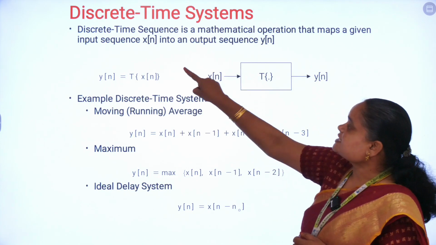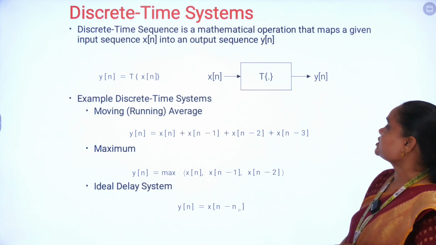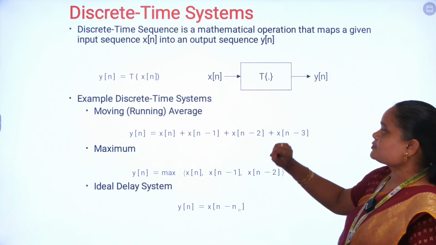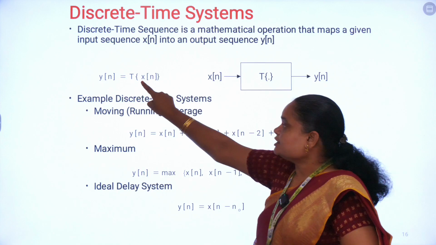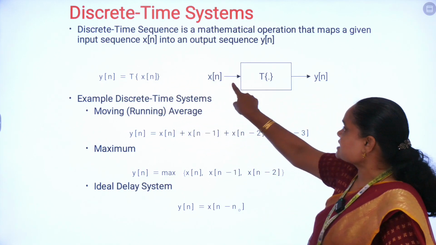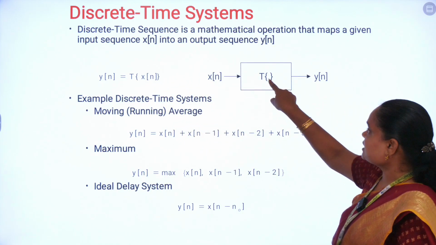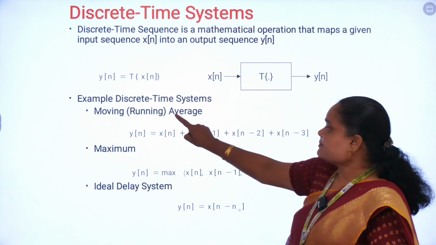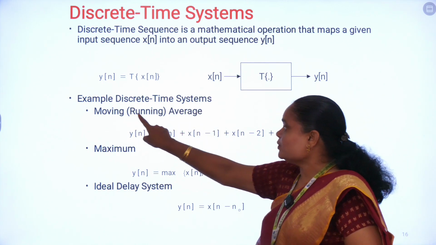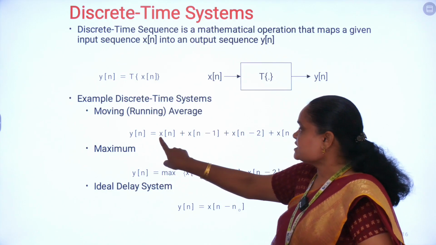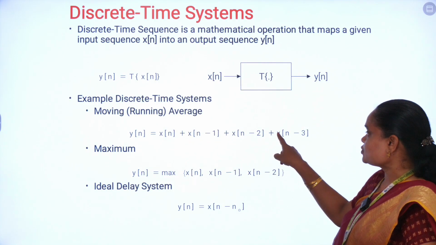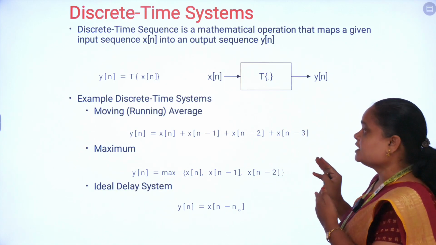Discrete time systems. A discrete time system is a mathematical operation that maps a given input sequence x of n into an output sequence y of n. So y of n is equal to T of x of n. So x of n is an input. There is a mathematical operation which is represented by T. We get an output y of n. An example of a discrete time system is the moving average. So y of n is equal to x of n plus x of n minus 1 plus x of n minus 2 plus x of n minus 3. This is a moving average of a sequence.